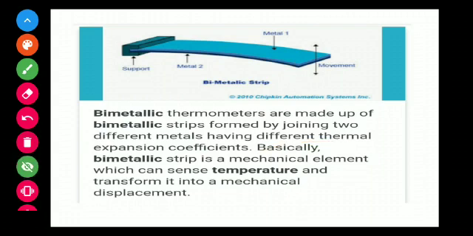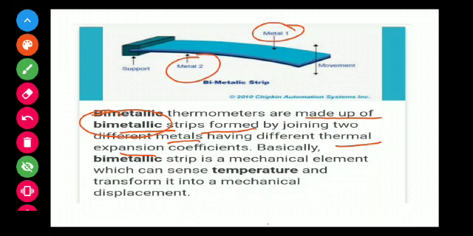First of all, bimetallic thermometers are made up of a bimetallic strip. Bimetallic means we use two metals, joined together, having different thermal expansion. Basically, a bimetallic strip is a mechanical element which can sense temperature and transfer it into mechanical displacement.